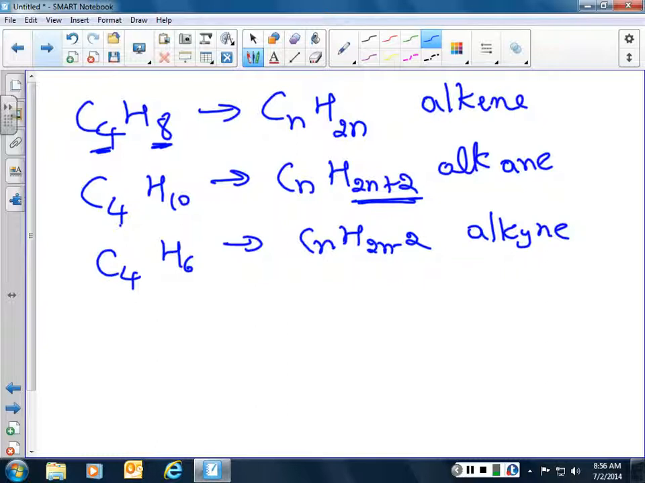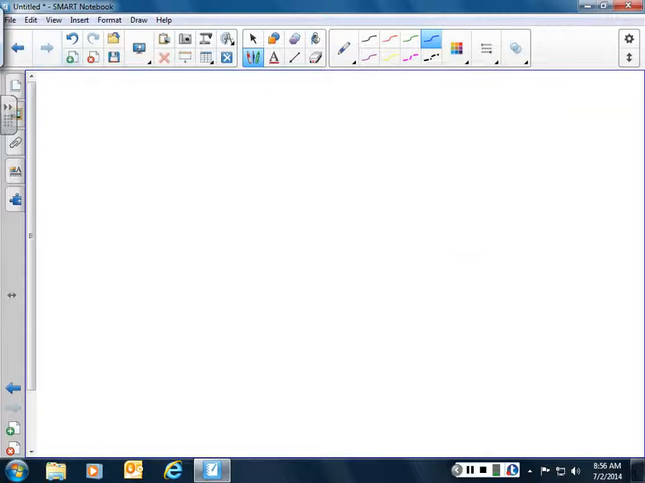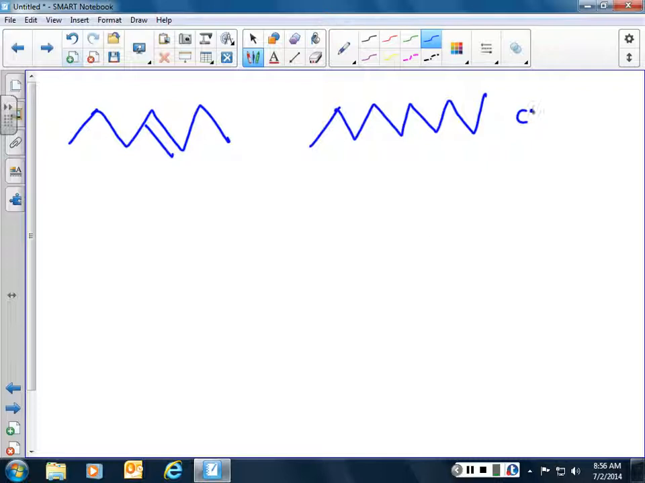Alkane. So let me check your understanding. I'll mix it up. I'll give you 3 examples. I would like you to do the same thing. Correct? These 3 molecules, I would like you to write the name and determine the molecular formula.